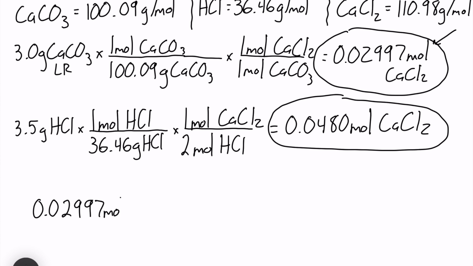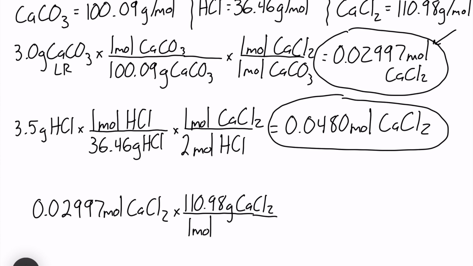So we have 0.02997 moles of CaCl2, and all I need to do to convert to grams of CaCl2 is multiply by its molar mass. So we have 110.98 grams of CaCl2 for every 1 mole of CaCl2. And if you type that into your calculator, in our final answer, remember we're going to keep significant figures, you should get 3.3 grams of CaCl2.